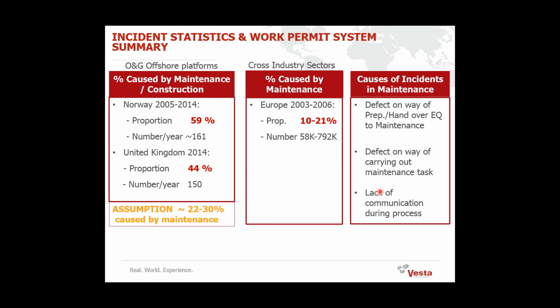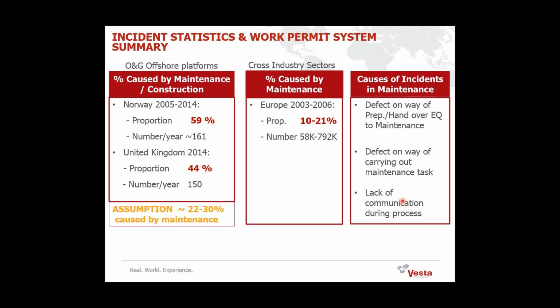What are the different causes in the maintenance side? The first thing is we can have, let's say, a defect in the way of preparing and handing over the equipment to maintenance. So that is the work permit. The other cause might be a defect in the way of carrying out maintenance tasks, and that is more related to the job hazard analysis.